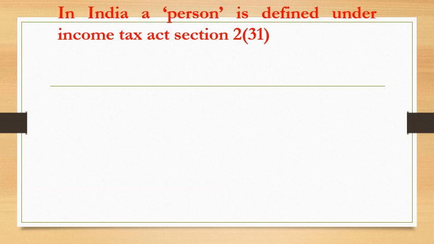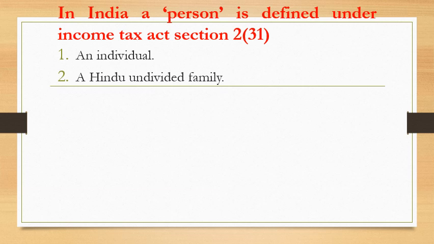In India, a person is defined under section 2(31). Who are they? An individual, a single person who is earning, or a Hindu undivided family, normally termed HUF. If the members of a Hindu undivided family combinedly earn some amount, maybe from a private business or as employees, it is also termed a person.